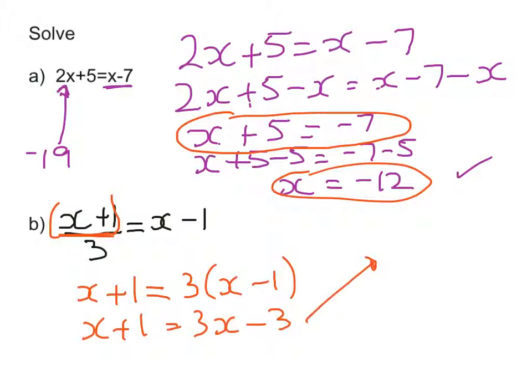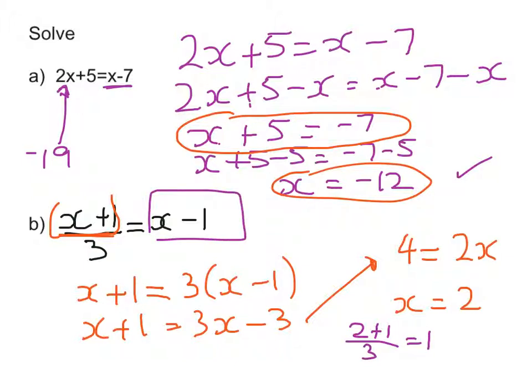Oopsie, run out of room. So we get, adding 3 to both sides, 4 equals 2x. x equals 2. Right, let's have a look at that. Does that work? Well, we've got 2 plus 1 over 3, which is equal to 1. And 2 take away 1 is equal to 1, so we're happy. Next slide.